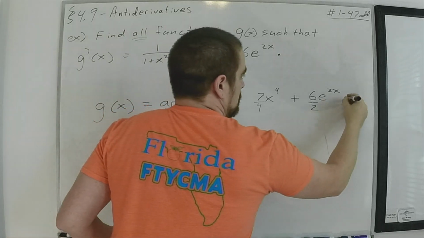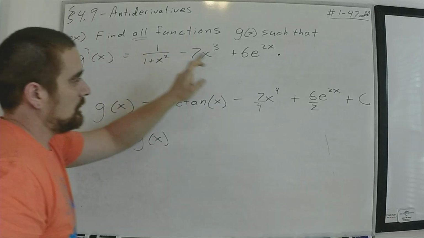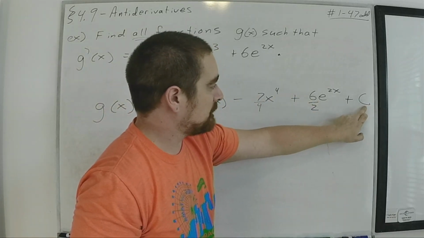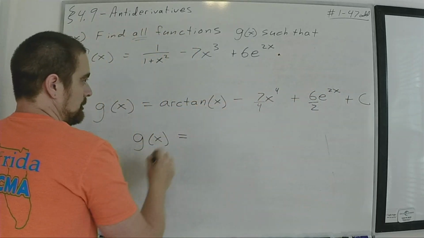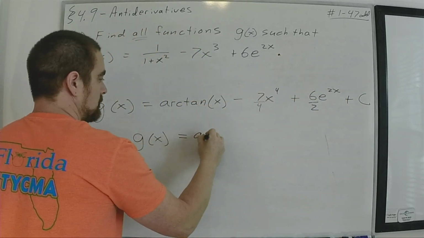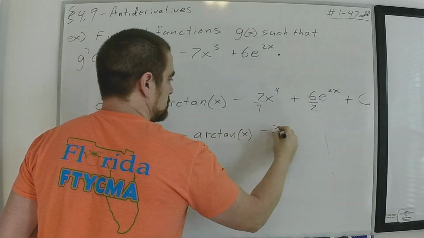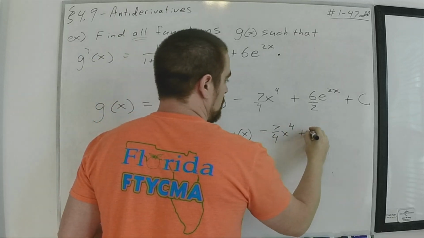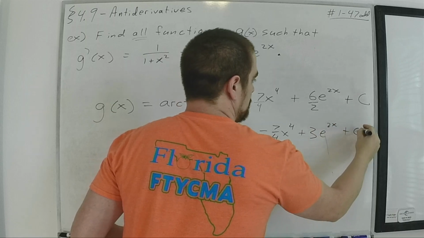So that means, to cover all functions, I also need to squeak in a plus c. Why? Because when I differentiate this constant, it's gone. So now I've got arctangent, or tangent inverse of x. We'll have to leave this 7/4 x to the 4th power. I can clean this up as 3e to the 2x, and then the plus c.